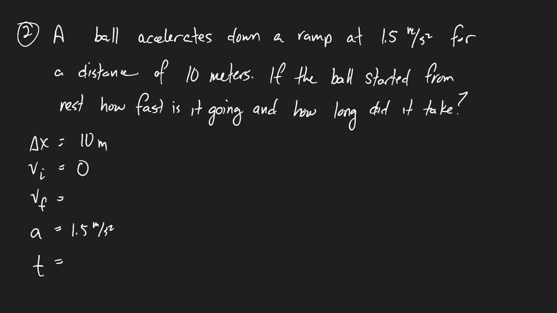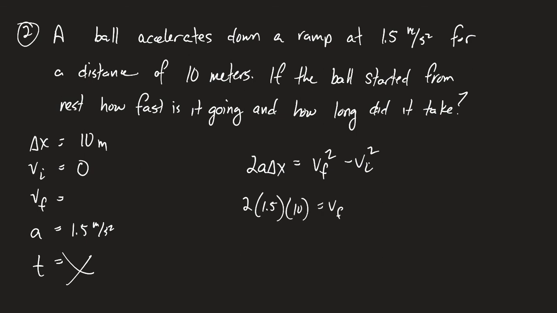Now, you need to choose appropriate relationships that will help you solve your problem. If you want the final velocity, then ignore the time and choose the relationship that is located next to time. It should solve your problem in a single step. Now, V final is the square root of 30.